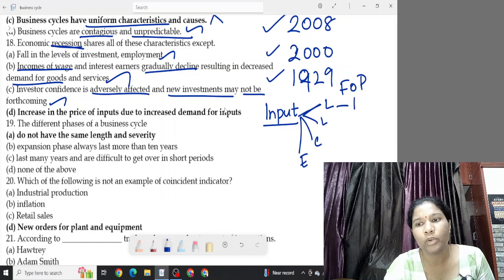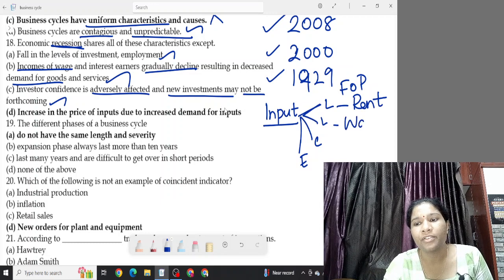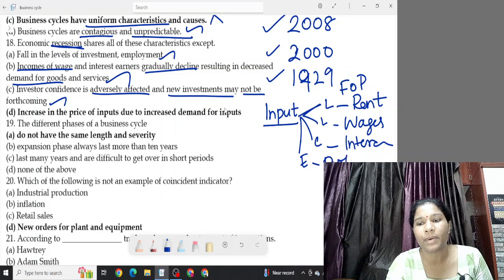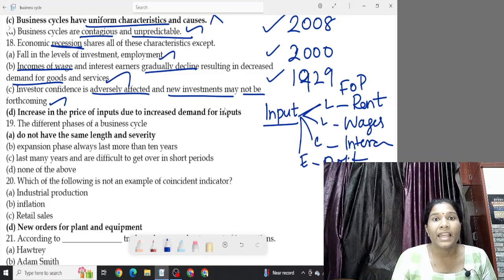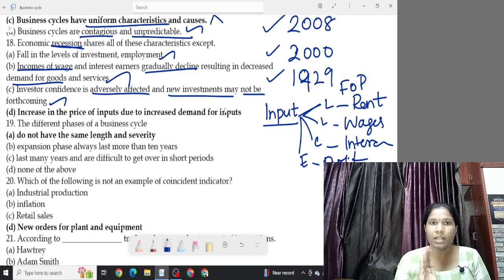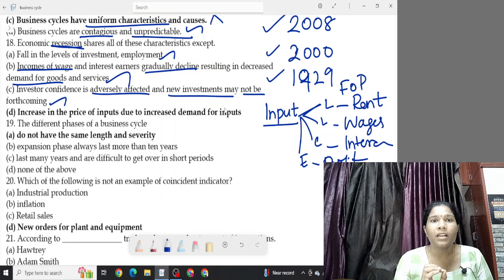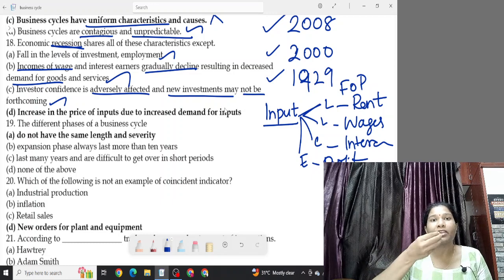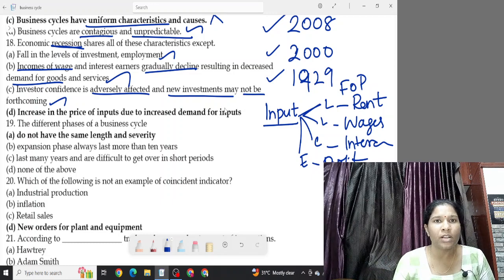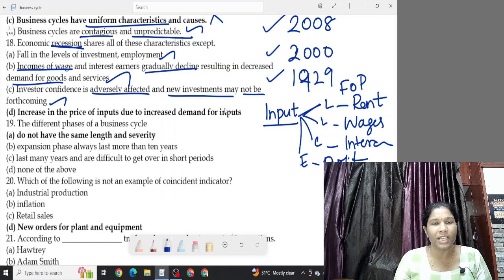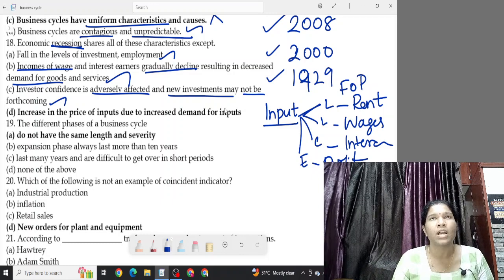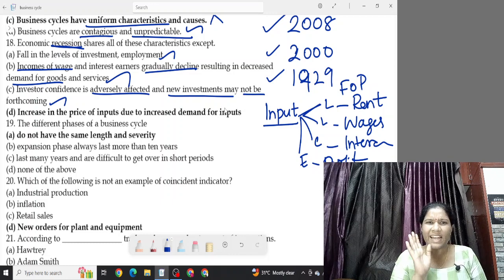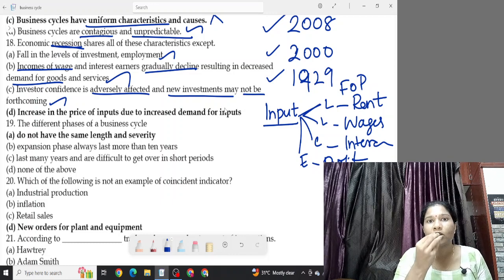For land you give rent, for labor you give wages, for capital you pay interest, and for entrepreneur they are expecting profit. So here, increased demand for input. First of all, when will there be increased demand for land, labor, capital, entrepreneur? Only when there is increased demand for consumption. During the recessionary phase, generally aggregate demand will fall down. That is, consumption will fall down. People won't buy much. People will postpone their buying of any consumer durable good or capital good or any good for that matter.